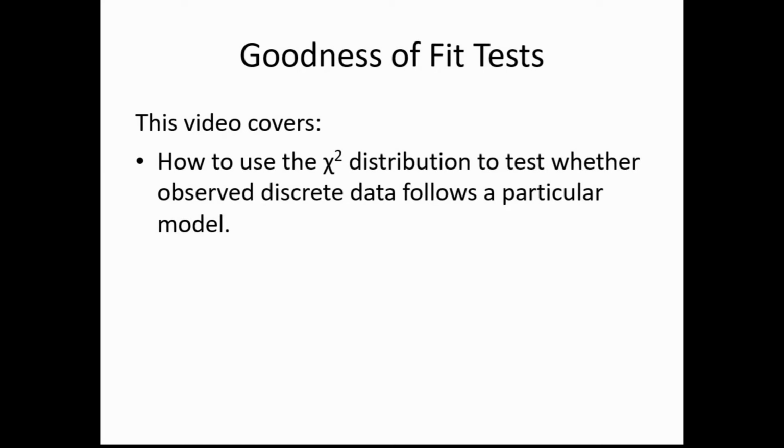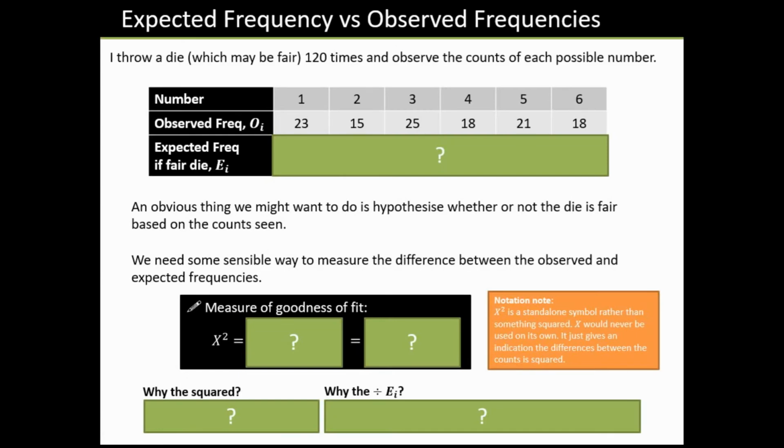Hello folks, today we're going to be looking at goodness of fit tests, and as it says here we're going to be using the chi-squared distribution, so this is the Greek letter chi, to test whether observed discrete data follows a particular model. This type of test can be used for any discrete data, which makes it very, very useful.